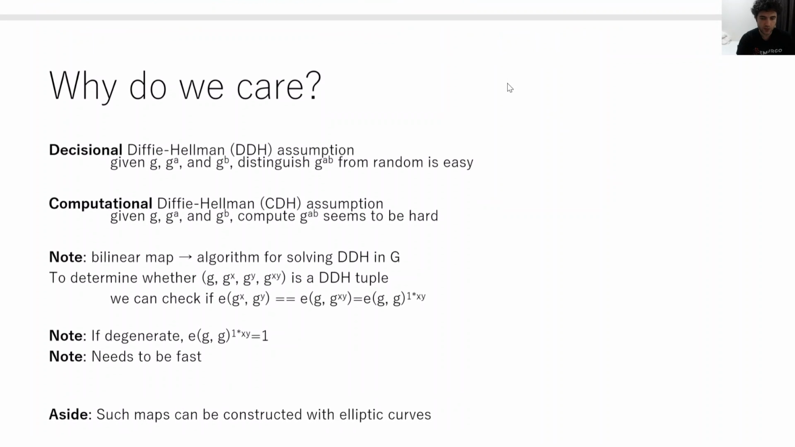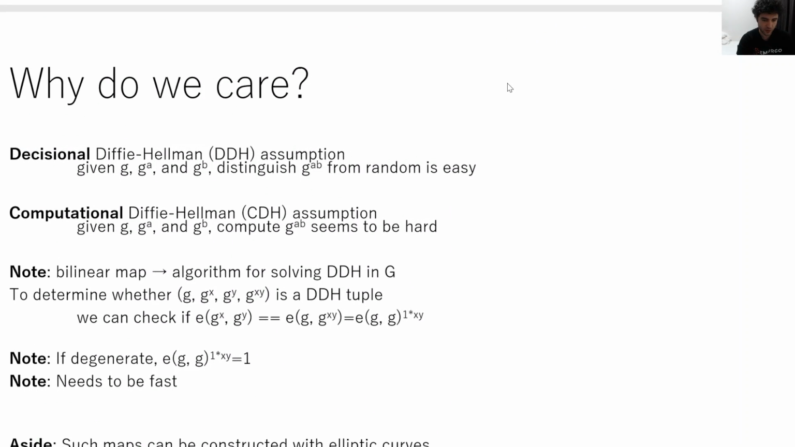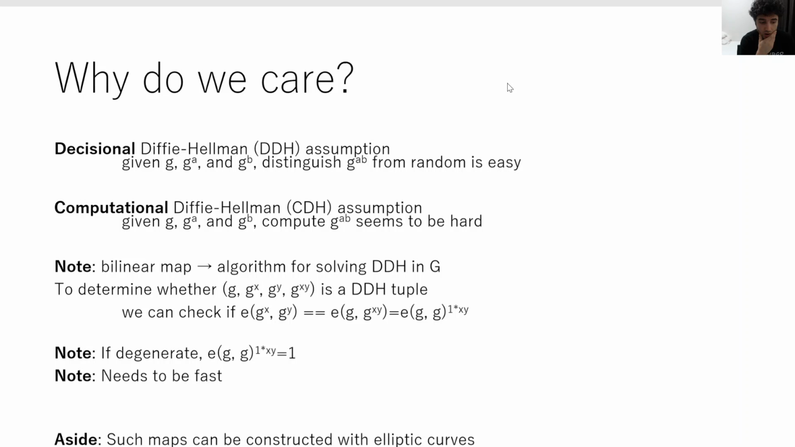And to motivate what we care about, we need to learn some new things, which are some cryptographic assumptions. One is called the decisional Diffie-Hellman assumption, the DDH assumption, which says that if you're given g, g^a, and g^b, distinguishing g^ab from random is hard. Remember, you're not given a and b, you're just given the g^a number itself.